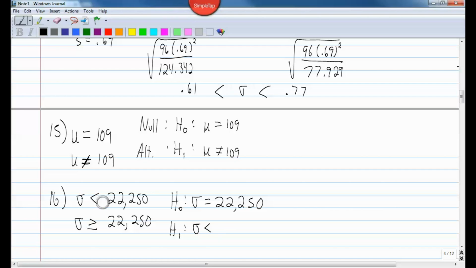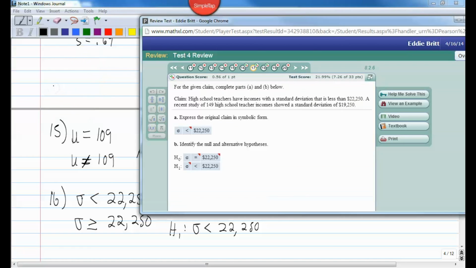And you still have to use whatever symbol is with it. Less than 22,250. All right, so look. Null hypothesis, sigma equals 22,250. Alternate hypothesis, sigma is less than 22,250. The null hypothesis always has equality, always has equals.